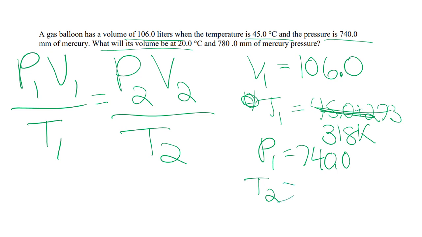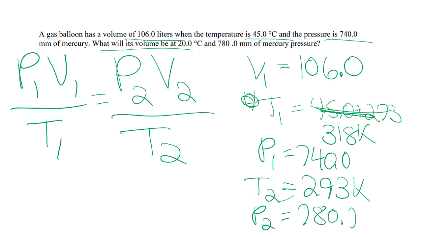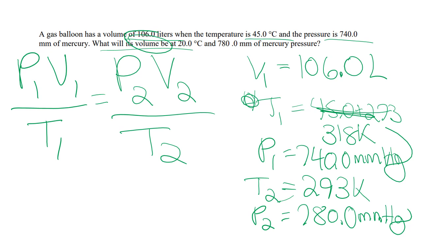20 plus 273 is 293. And 780. So we got P2. So we're going to use all these variables because there's only one thing missing here. And we want to know what is the new volume. So we got to plug all these in.